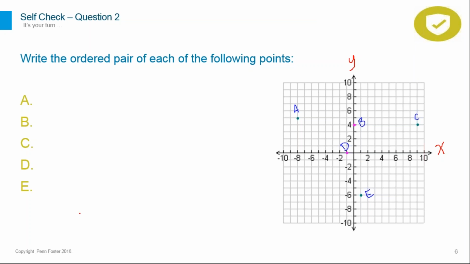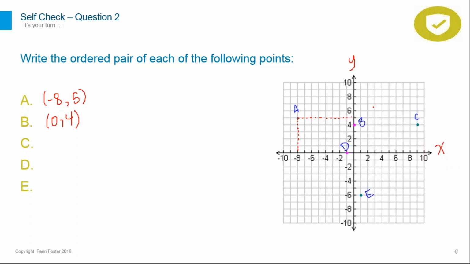Let's do the problems together. So point A, we need to figure out the x coordinate first. Remember, the first number in the ordered pair will be the x coordinate. For this one, it's -8. And then for the y coordinate, it will be 5. Next point is B, and B we see it's right on the y-axis. So the x is 0, and then go up 4 units. So that will give you 0 and 4 for the coordinates of point B.